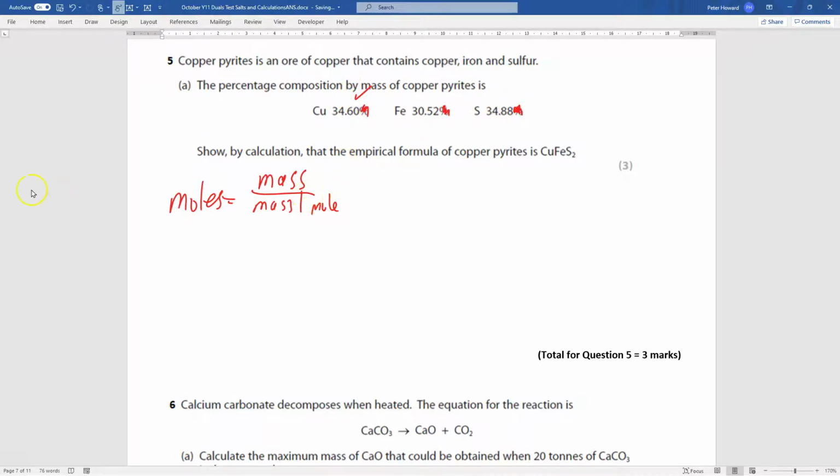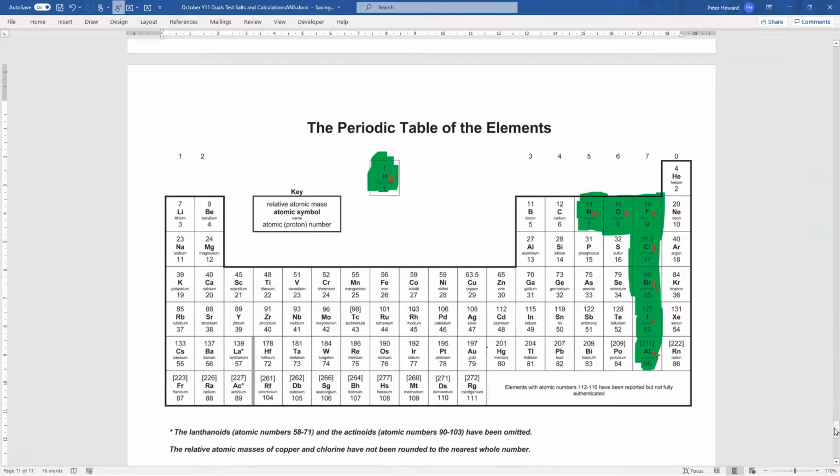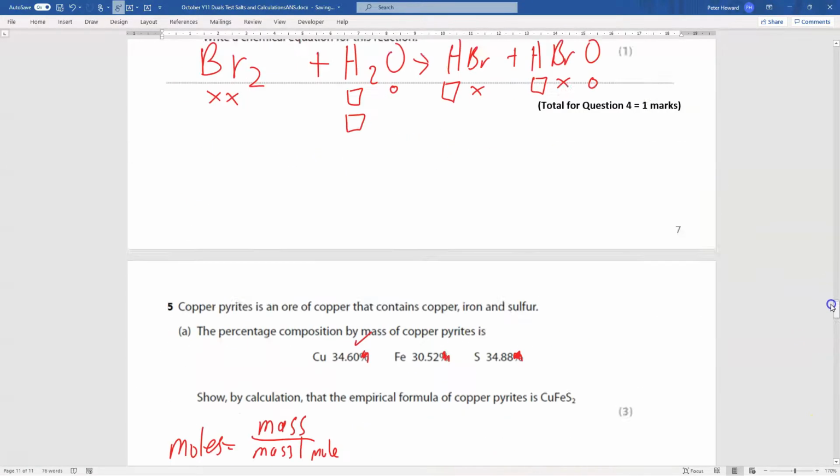Mass of 1 mole, we can get those from a periodic table. Now let's pretend you maybe have forgotten which number you need. We've got iron here, copper there, and sulfur here. It tells you the mass, if you look at the key, is the bigger number. So we're after 56 for that, 63.5 for that, and 32 for that. So the bigger numbers are the relative atomic mass, effectively the mass of 1 mole.